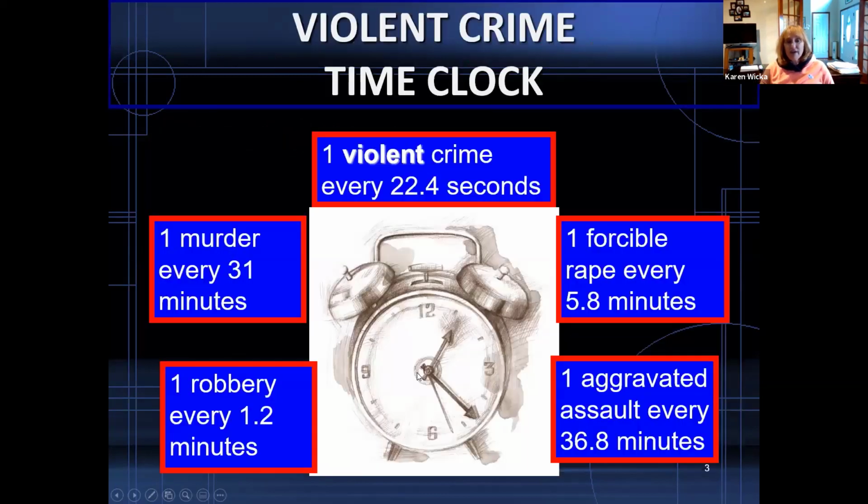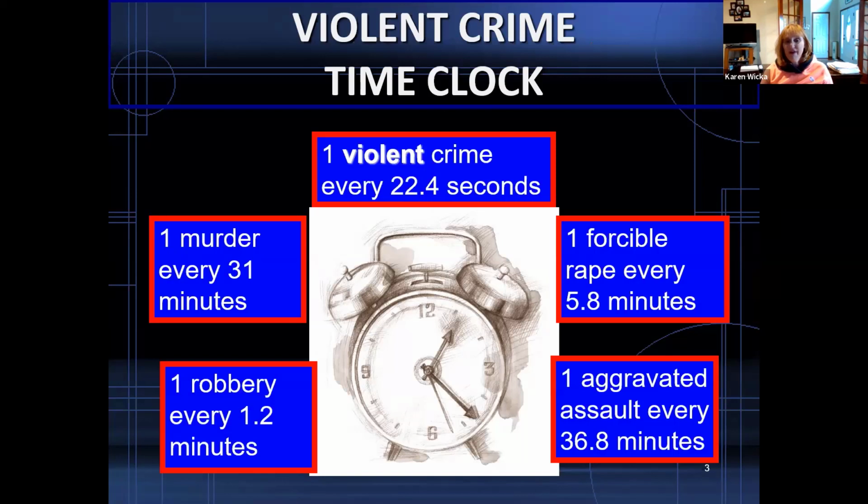So this is just for fun, so you can see that crime occurs all the time, right? When you were in intro, we talked about the Uniform Crime Reports, and we said how many of these crimes are actually committed. When you take all of those crimes and divide by how many minutes and seconds are in a year, you can get a rough estimate about how frequently these crimes occur. It doesn't mean they actually occur this quickly, but it's giving you some reference.